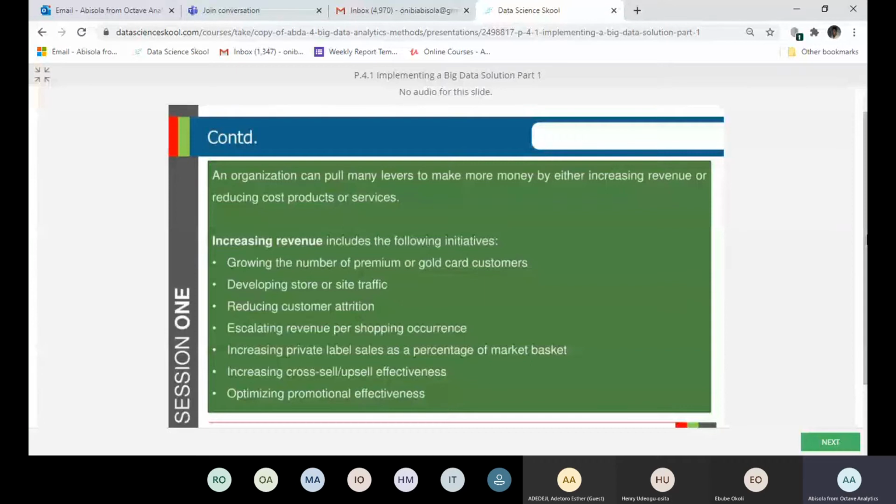Optimizing promotional effectiveness. So put more money into promoting your product, into putting your product on sites that will sell your products more. So there are different ways you can actually increase revenue, and these are some of them.